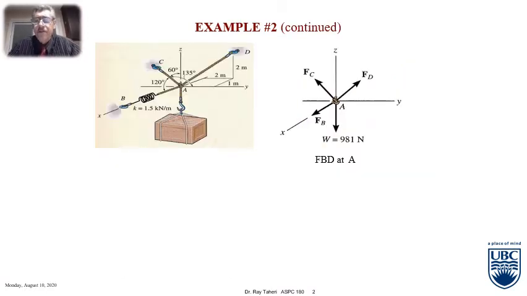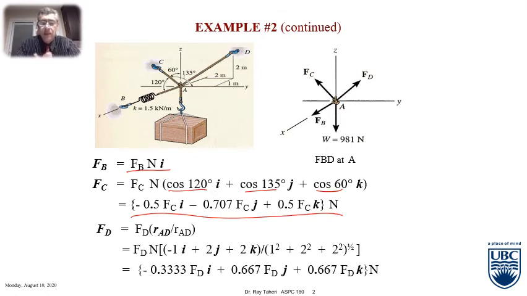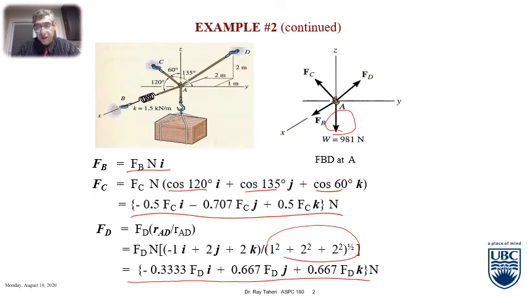Free body diagram: FD, FC, FB, and W. Write the equations of equilibrium: forces on all three axes should be equal to zero. FB itself has only one component. FC has XYZ components, and these are the direction cosines. So here is FC, you have all of FC here. And FD, as I mentioned, you find RD, and then you divide that by the magnitude. This gives the Cartesian components, and then you equate them with the force of the weight of the crate.